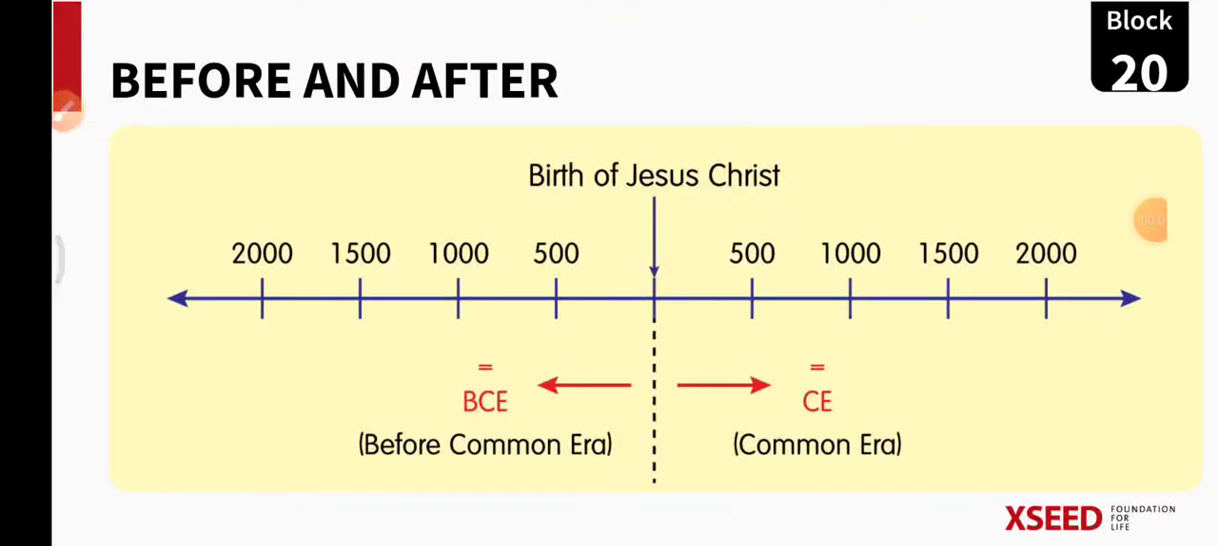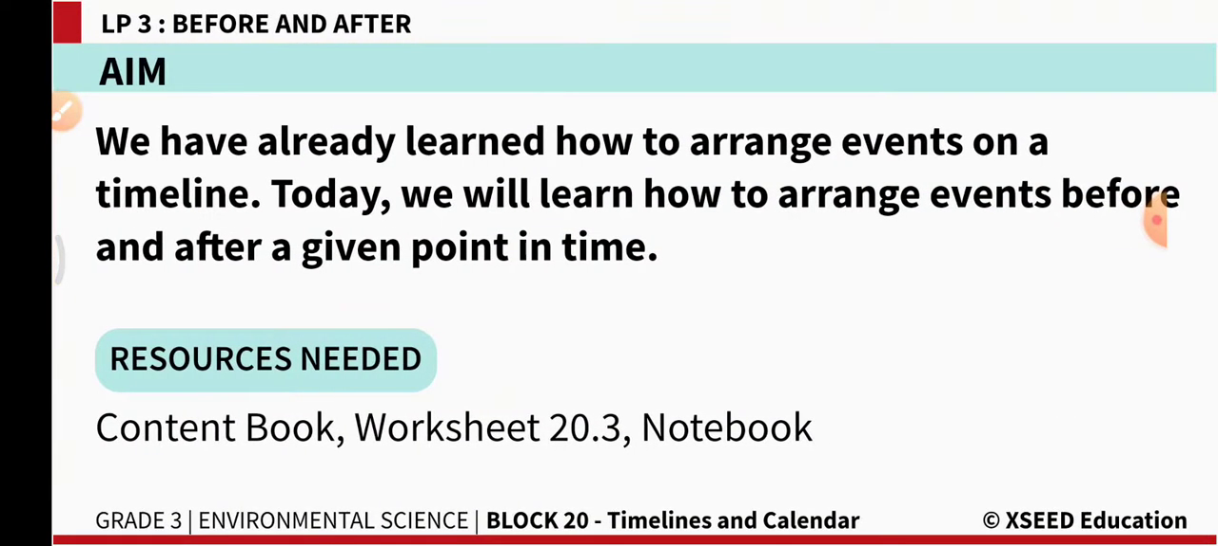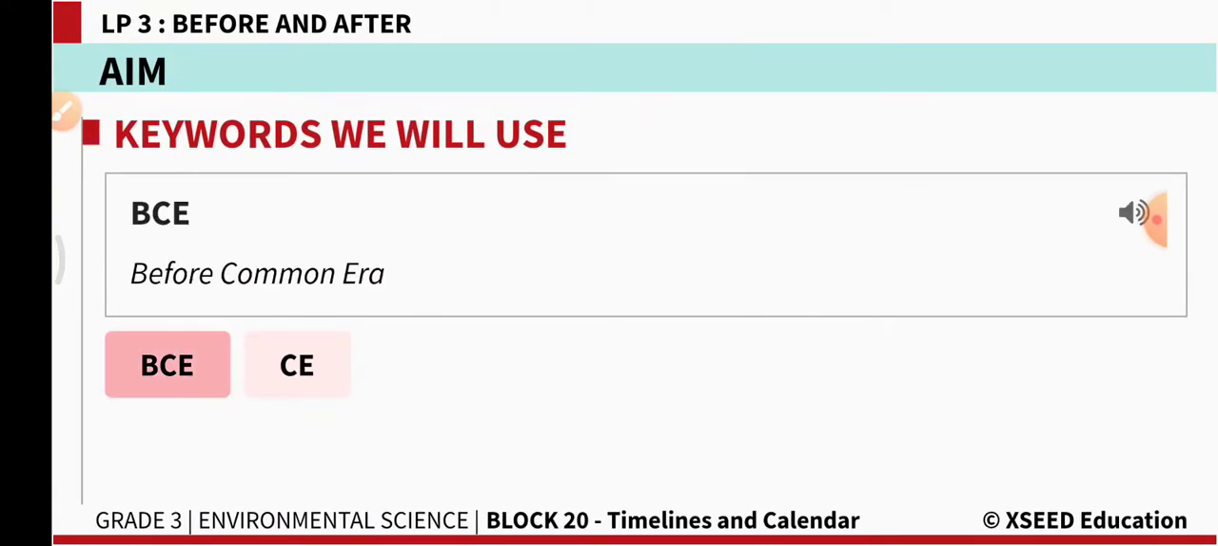In today's class we are going to learn all about the timeline and how the birth of Jesus Christ is taken as a point, and how the things that happened before the birth of Christ are marked and how the things that happened after the birth of Christ are shown on a number line, or the timeline. We have already learned how to arrange events on a timeline. Today we will learn how to arrange events before and after a given point of time.